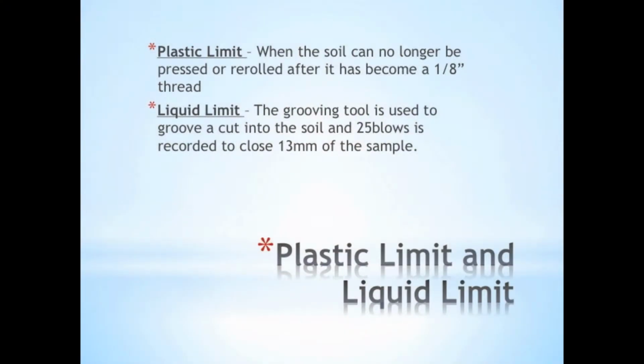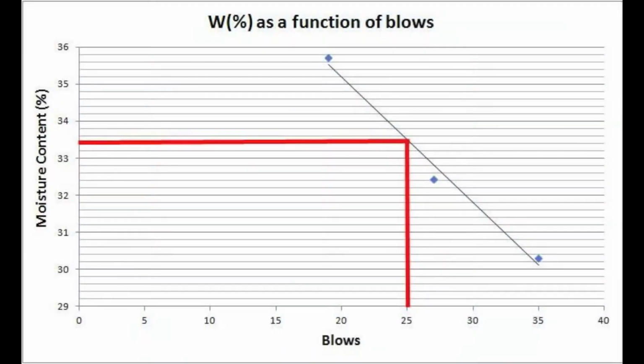Back to our definitions. We will now focus on the second definition listed here. The liquid limit is defined as the moisture content at which exactly 25 blows is recorded to close a 13 mm standard groove that has been cut into smooth soil in the Casagrande cup. At this point, the soil is considered to be viscous or at its liquid state. This is the transition between the plastic and liquid states. The end result of the liquid limit test should look something like this.